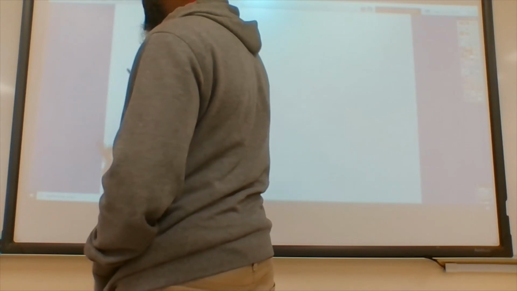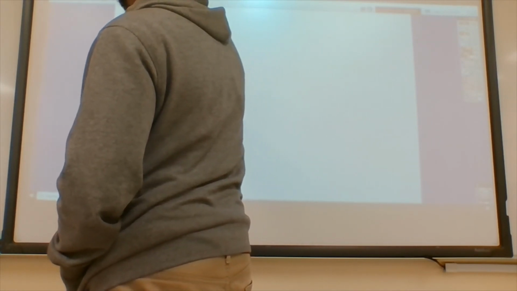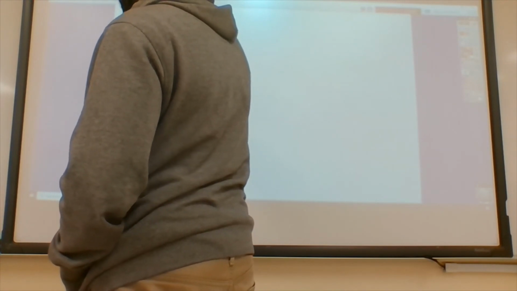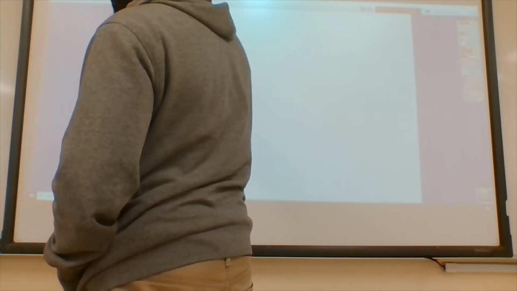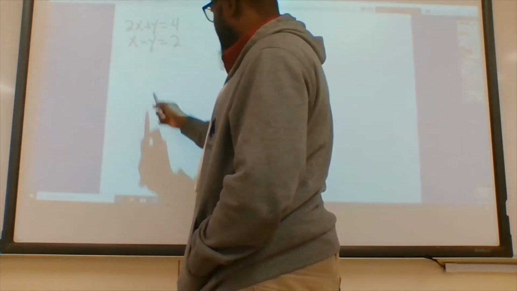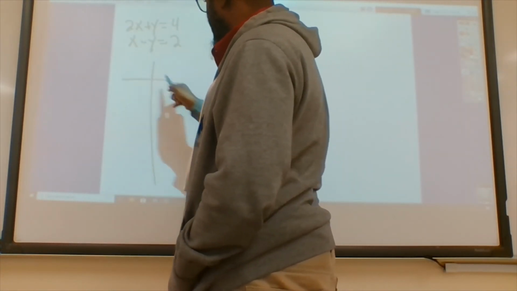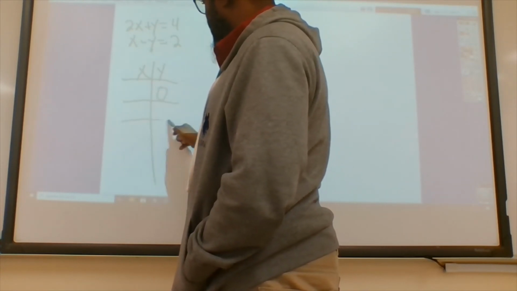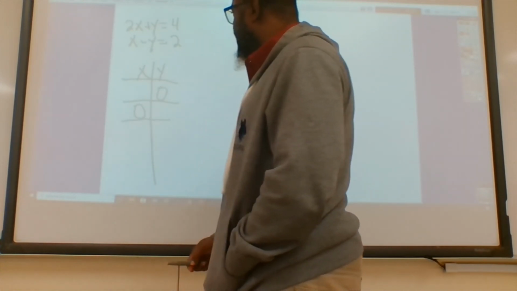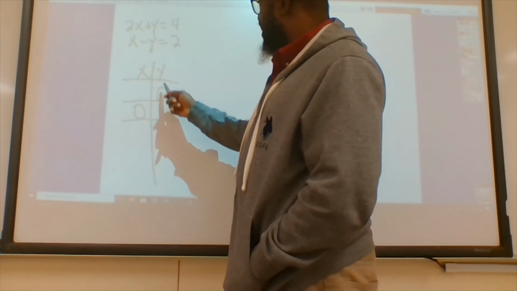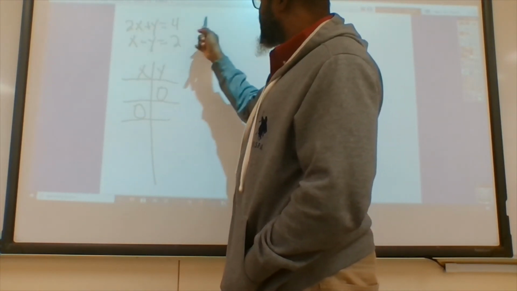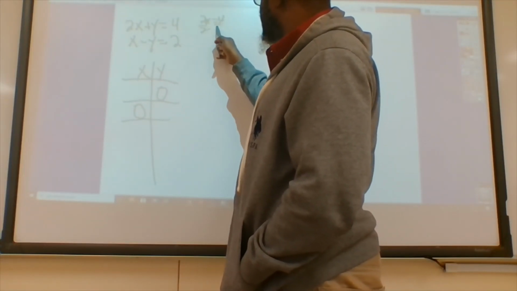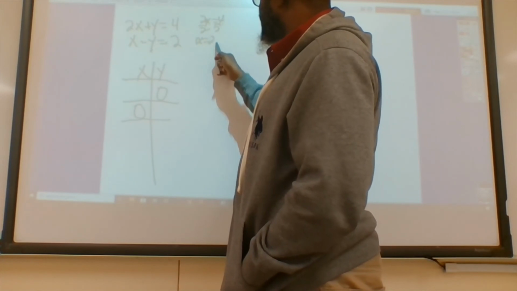You have an equation which is 2x plus y is equal to 4, and x minus y is equal to 2. Once again, we're going to make a table to find the intercepts. Let y equal 0, let x equal 0. If I go to the first equation and let y equal 0, I will have 2x is equal to 4. Divide by 2, in this case I will have x is 2.